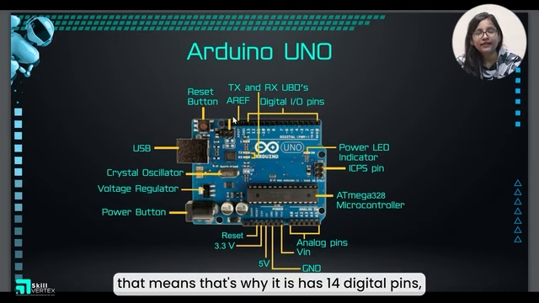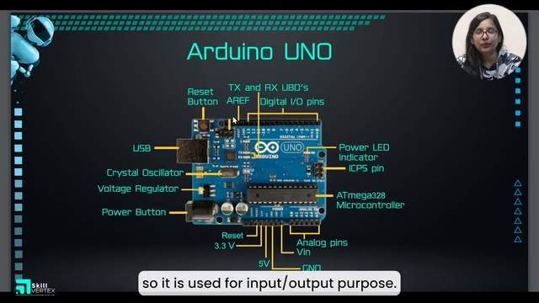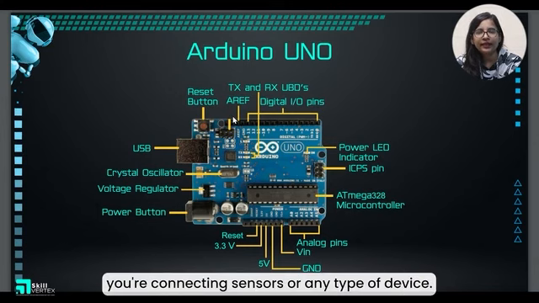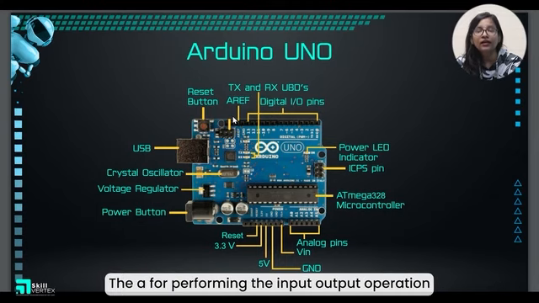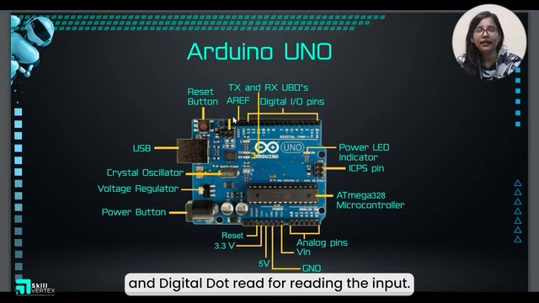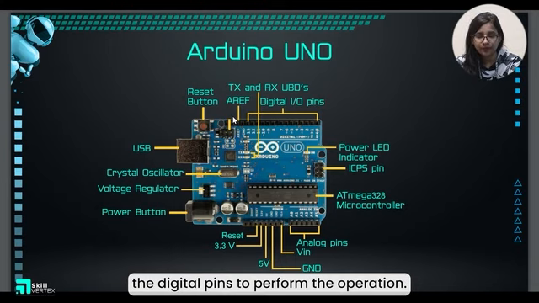Okay, so that's why it has 14 digital pins. They are used for input and output purposes. For example, when you are connecting sensors or any type of device, you allot them as either input devices or output devices. We basically use the function digitalWrite for performing the output operation, and digitalRead for reading the input. So these functions we usually use with the digital pins to perform the operations.